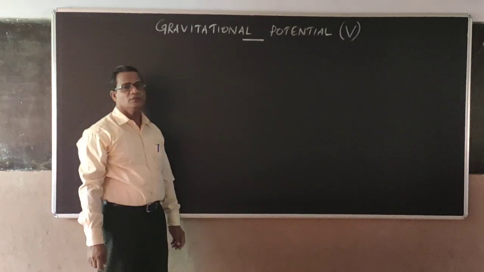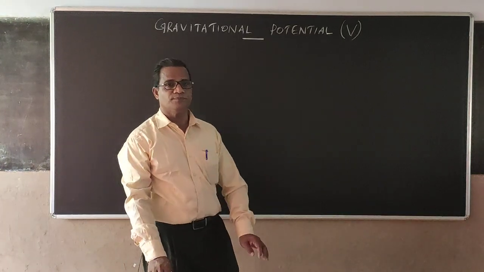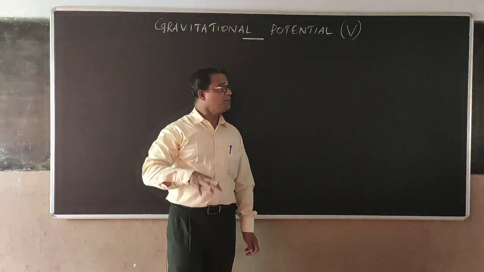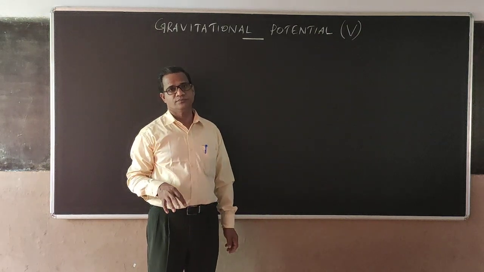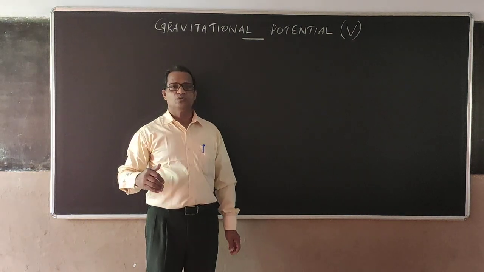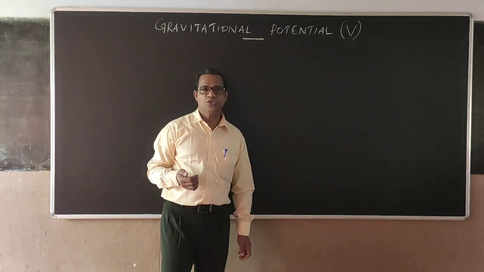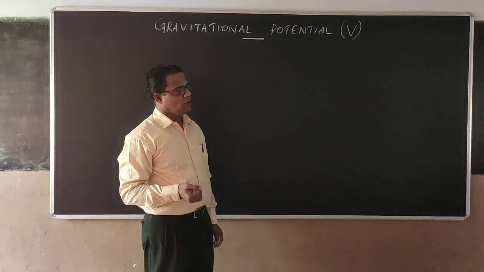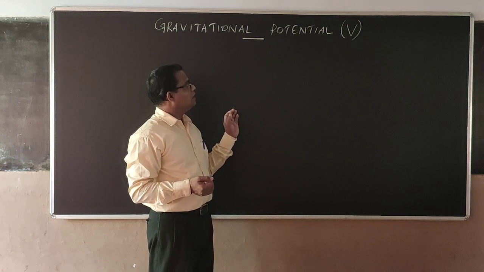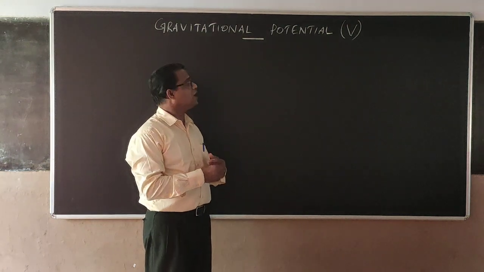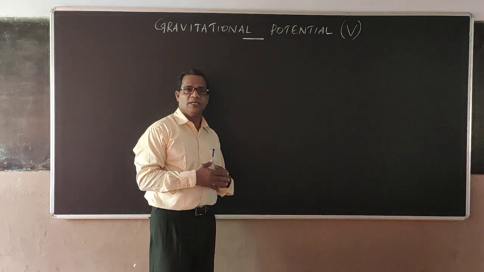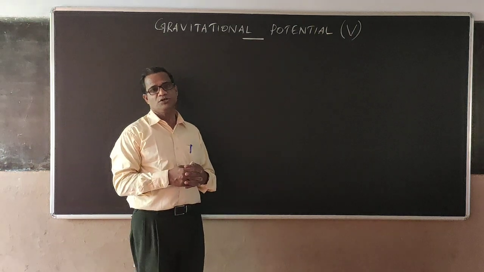Gravitational potential due to a mass. First of all, you have to know what is meant by gravitational potential at a point. It is something related to the work done or the energy due to a mass. I said energy due to a mass, but how can it be defined? So, we are going straight into the mathematical definition of this gravitational potential.